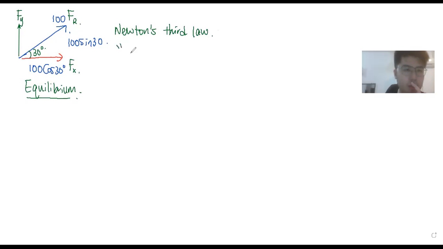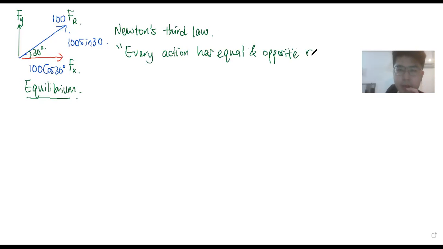Normal reaction. So the general saying is this. Every action has equal and opposite reaction.